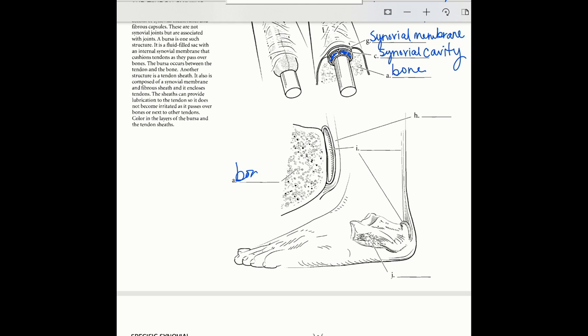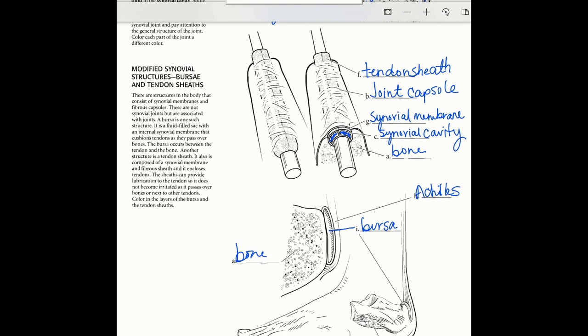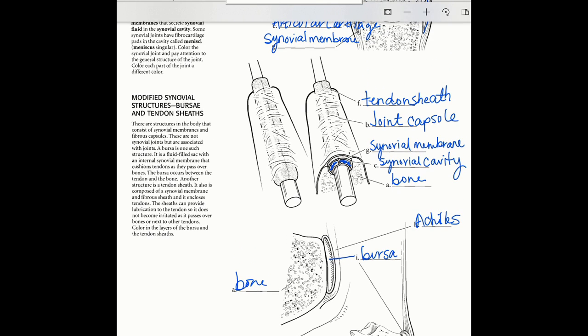So here we've got the bone. This is specifically our calcaneus. We have our Achilles. And this is a bursa. A bursa is a fluid-filled pocket that serves its purpose of being a cushion to help protect the tendon from any grinding that might happen on the bone. The bursa is very similar to a tendon sheath. Essentially, a tendon sheath is just an elongated bursa.